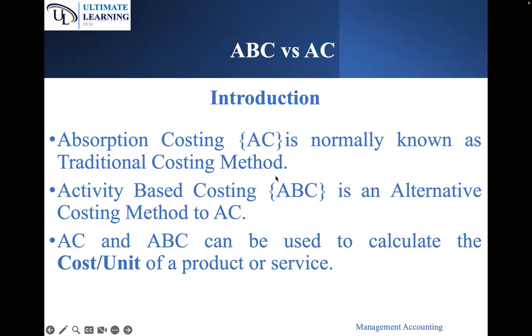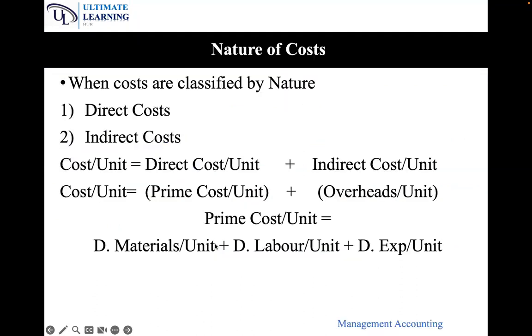Okay? Now, AC and ABC can be used, and this is an important point, to calculate the cost per unit of a product or a service. So when you want to calculate the cost per unit of a product or a service, you can use either AC or ABC as alternative methods of calculating the cost per unit.